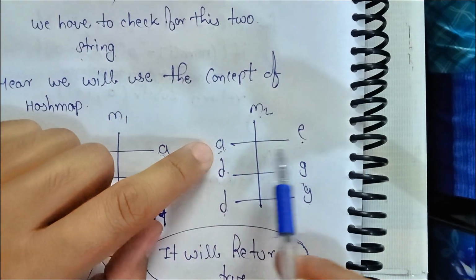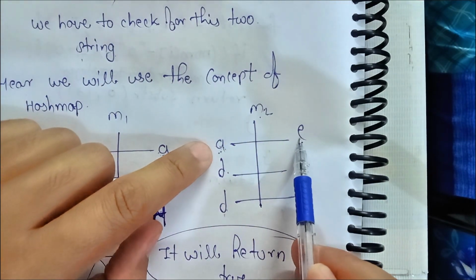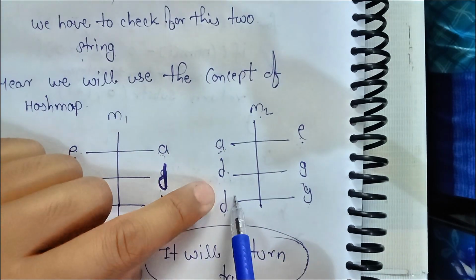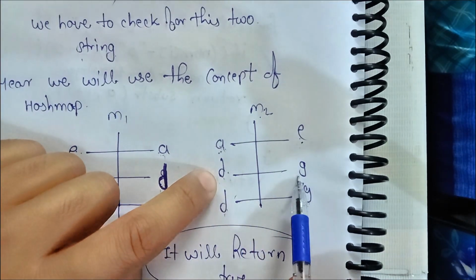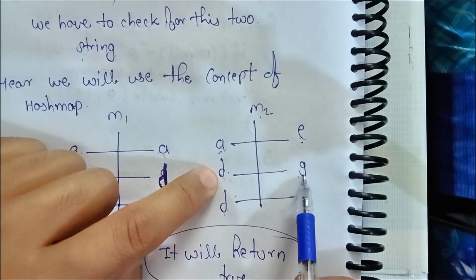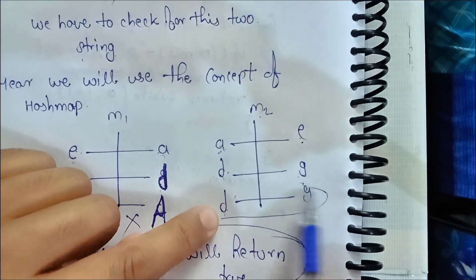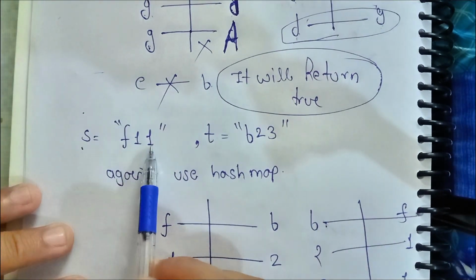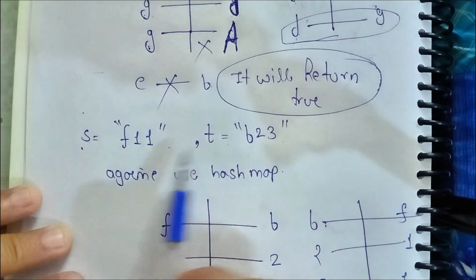So if A is assigned with E, then again the same type of assignment should be there. If A is there, and D is assigned with G, then again D should be assigned with G only. So here D is assigned with G, so it will return true. If we talk about another example, here S equals F11, T equals B23.